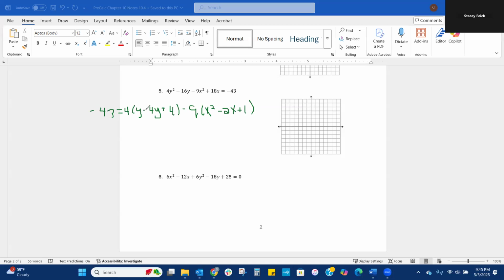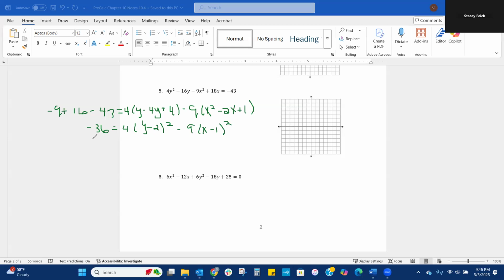And we added 4 here, but we have to multiply it by 4. So we added 16 from the first term, and -9 times 1 means we subtracted 9. So that's going to be -9 plus the 16 minus 43. When we add those together, we get -36 equals 4 times y minus 2 quantity squared minus 9 times x minus 1 quantity squared.